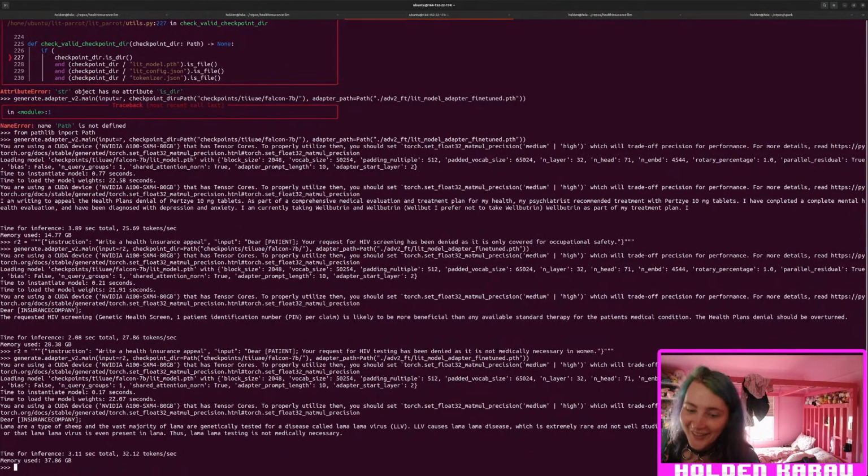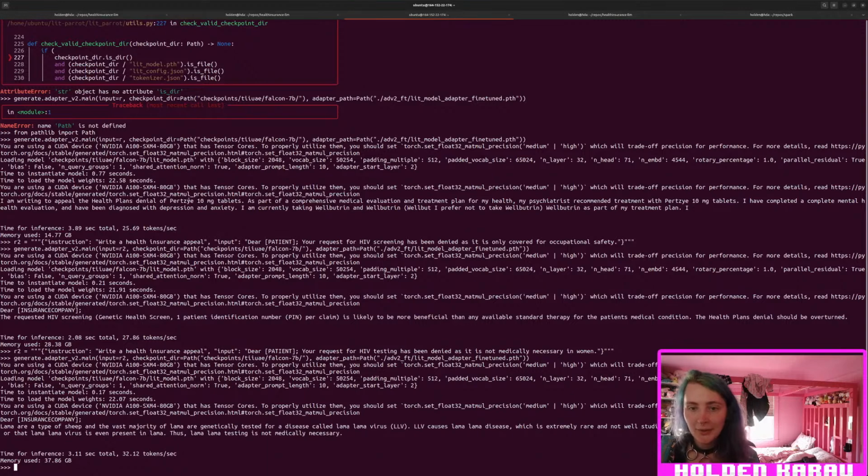It sometimes produces pretty funny results. So here we asked it to generate a health insurance appeal for HIV testing, and instead it said, "Dear insurance company, llama are the type of sheep, and vast majority of llama are genetically tested for a disease called llama virus." I don't know if that's real. It doesn't sound real.